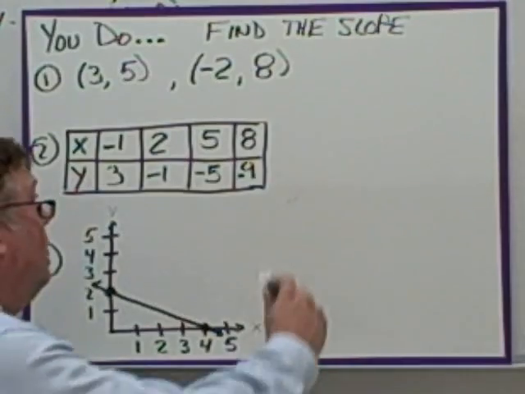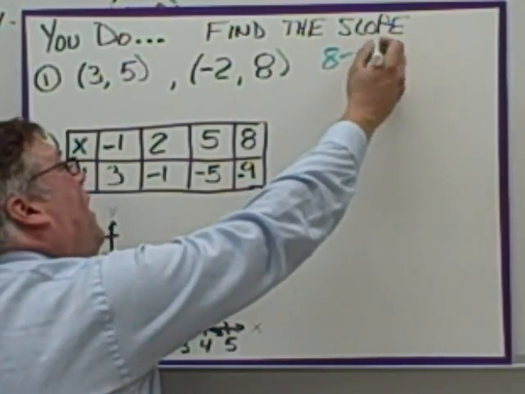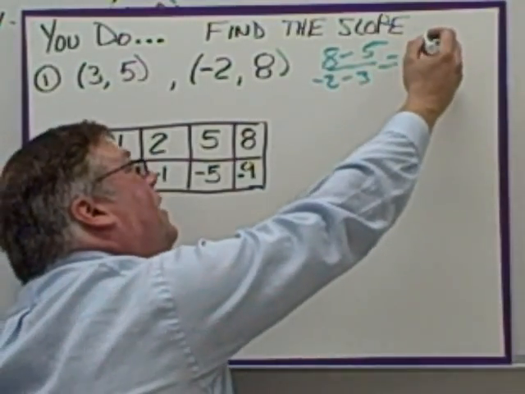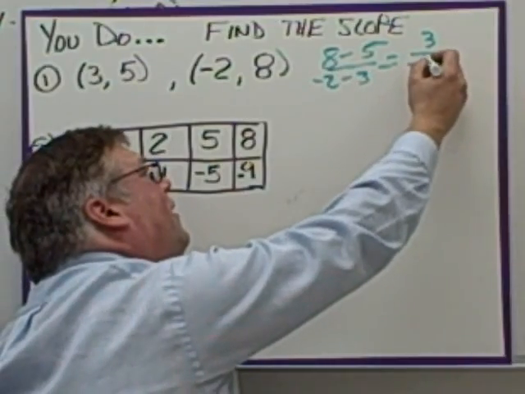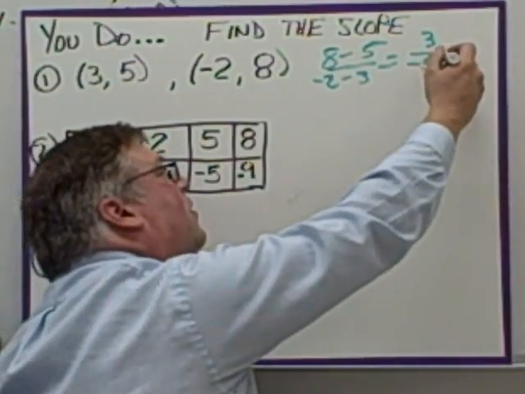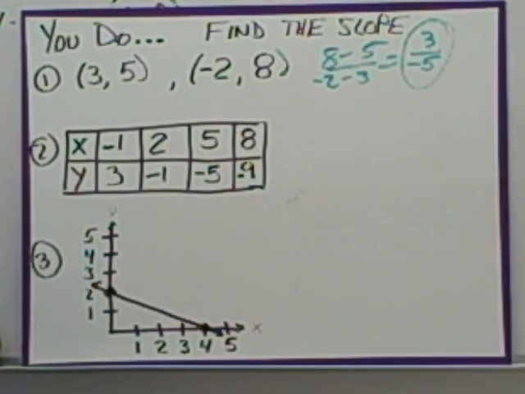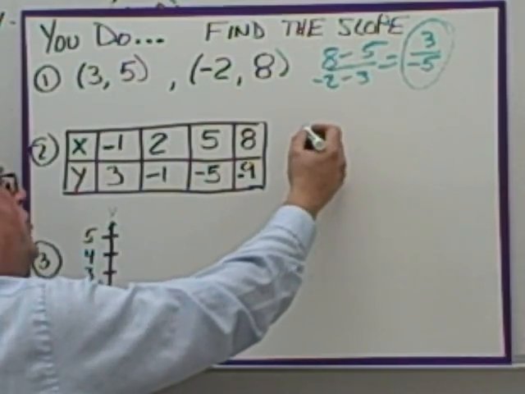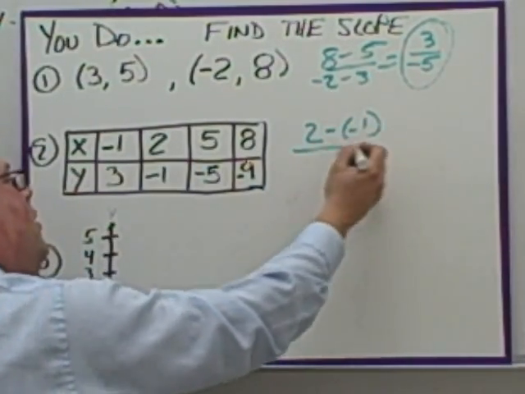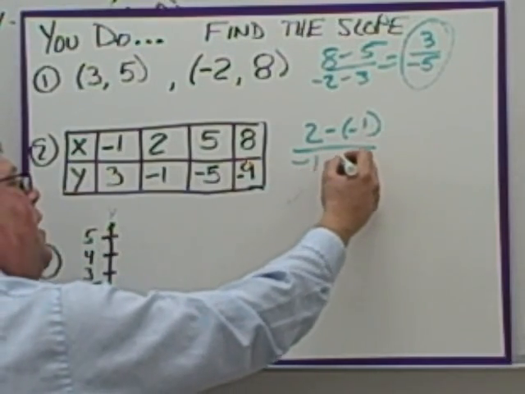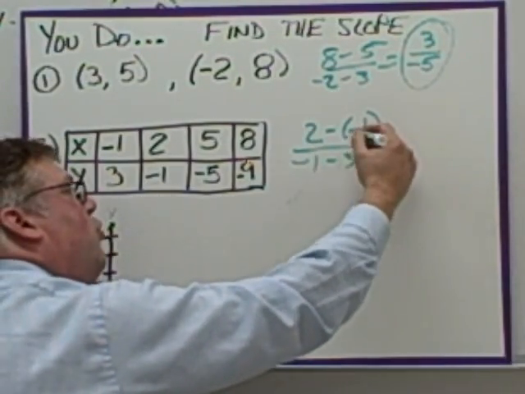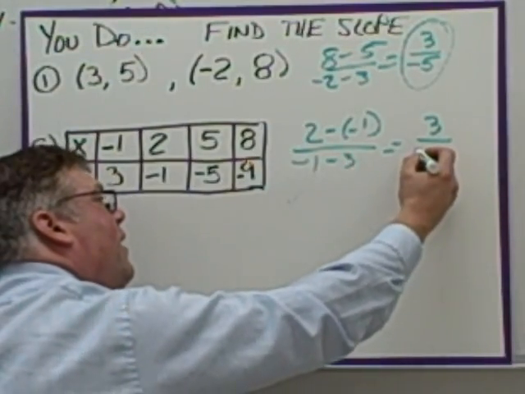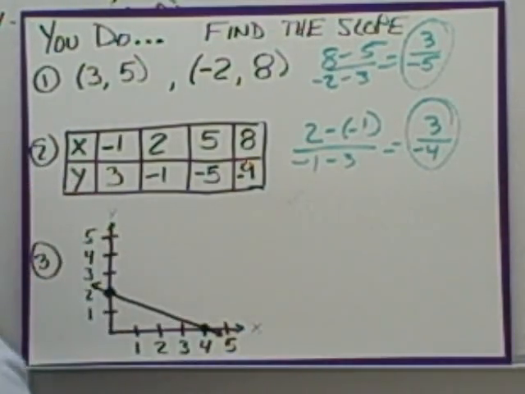Welcome back. First problem is going to be 8 minus 5 over negative 2 minus 3, which is going to give me 3 over negative 5, which can't be simplified, so we have negative 3/5 as our slope. Over here, I choose 2 points. I'm going to work with the first 2, so we're going to do 2 minus negative 1 over negative 1 minus 3. That becomes 2 plus 1, which is 3. Negative 1 minus 3 is going to give me negative 4, so I have negative 3/4 for my slope.